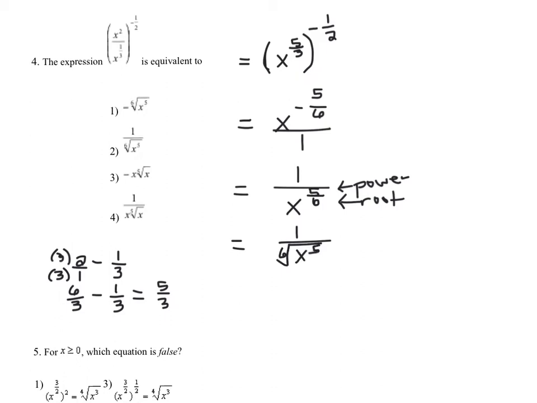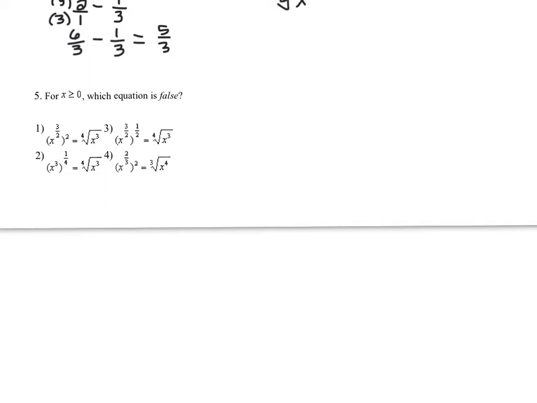Okay, and if we look, that matches up with choice 2. All right, if we take a look at number 5, they want to know which equation is false. Okay, so I'm going to start with the first one. The first one says that x to the 3/2 power squared is equal to the right-hand side of the equation. All right, well, we know when we have a power raised to another power, we have to multiply the exponents.